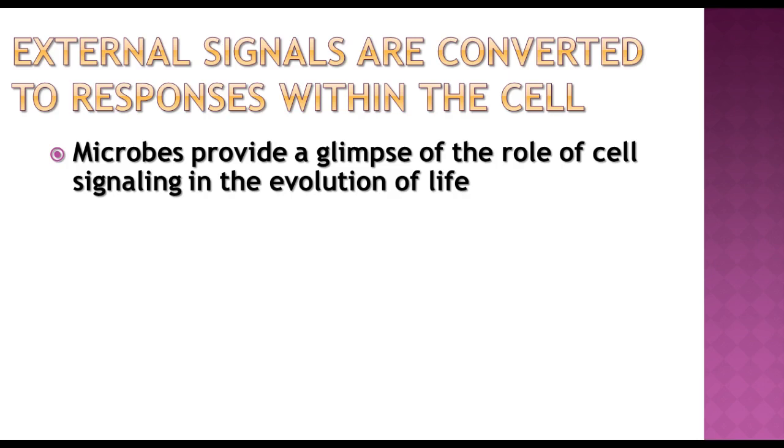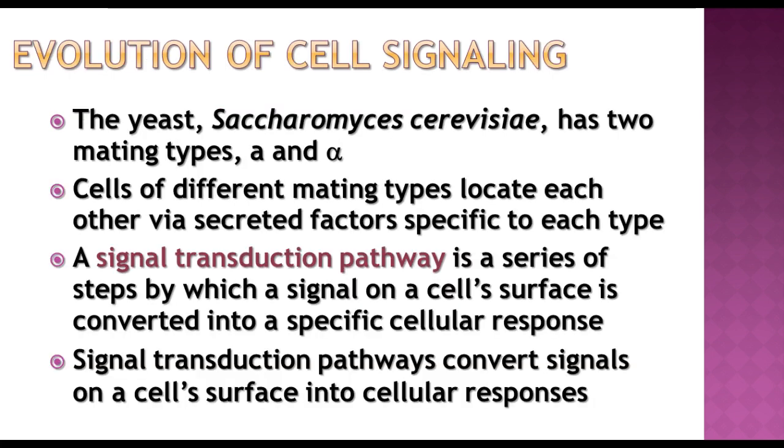Now, there are also single-celled organisms that communicate with each other for various reasons. And by studying microbes of various kinds, we get an idea of how that works and how it has worked throughout the evolution of life on Earth. So Saccharomyces cerevisiae yeast has two mating types. They're called A and alpha, and they locate each other via secreted factors. And there is a signal transduction pathway that converts the signals into that response.